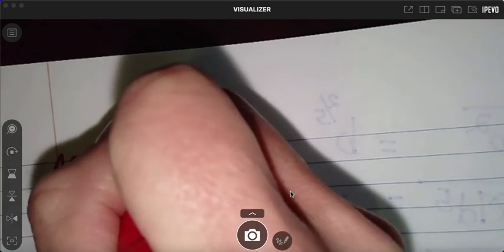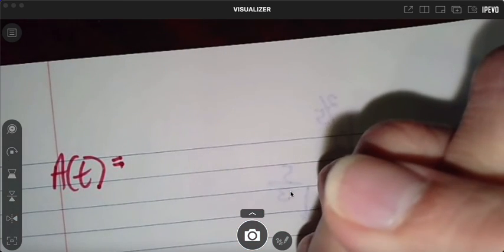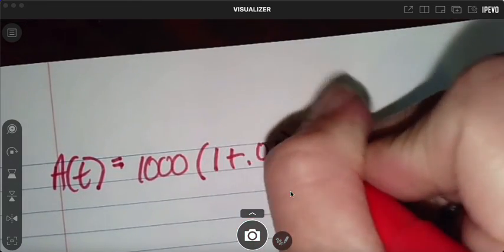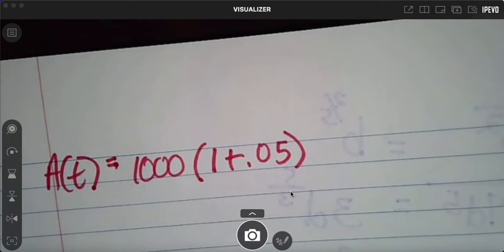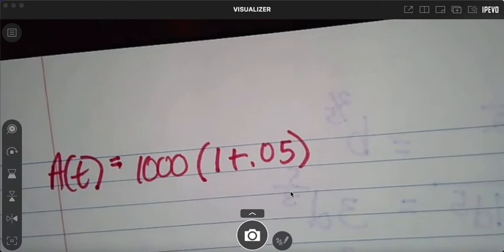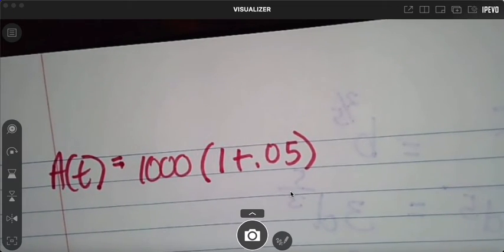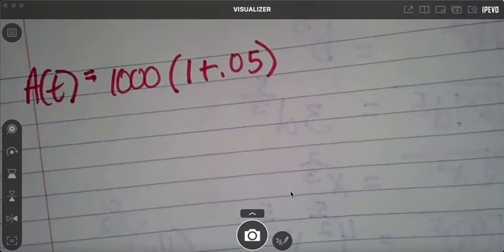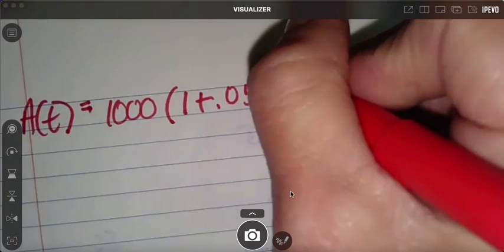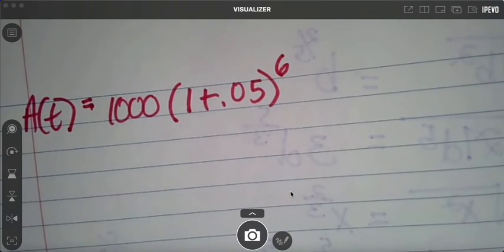So I'll use the letters that they use, AT, that's the amount after time. Our initial amount was 1,000 times 1 plus 0.05. The whole reason for adding 1 is because when it's growth, it has to be bigger than what number? 1. That's why you had to add 1, because it has to show that it's growth. And then to the 6. So that is 1.05.